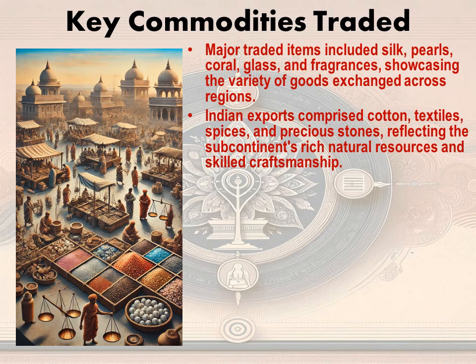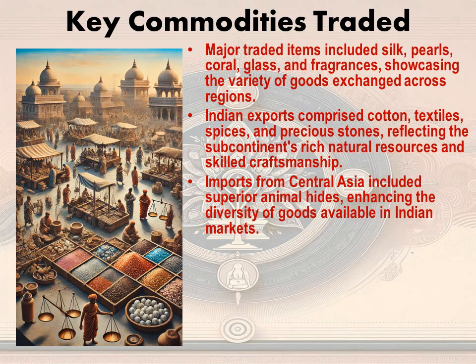Indian exports comprised cotton, textiles, spices, and precious stones, reflecting the subcontinent's rich natural resources and skilled craftsmanship. So, what were the things which were exported from India to the foreign powers? They were cotton, textiles, spices, and precious stones. Thus, we get an understanding that India was a place very rich in natural resources.